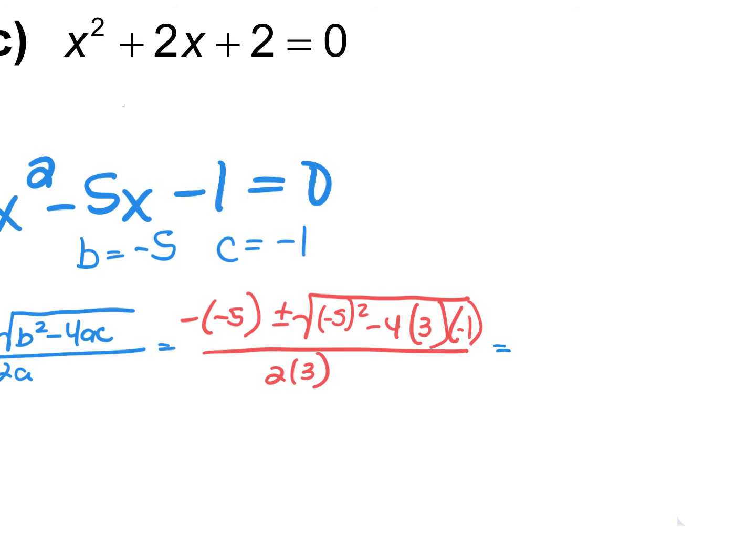Now simplify a little bit. A -5 is what? 5. Perfect. Plus or minus. What is -5 squared? 25. What's -4 times 3? -4 times 3 times -1, positive 12, divided by 2 times 3 is 6. Questions?